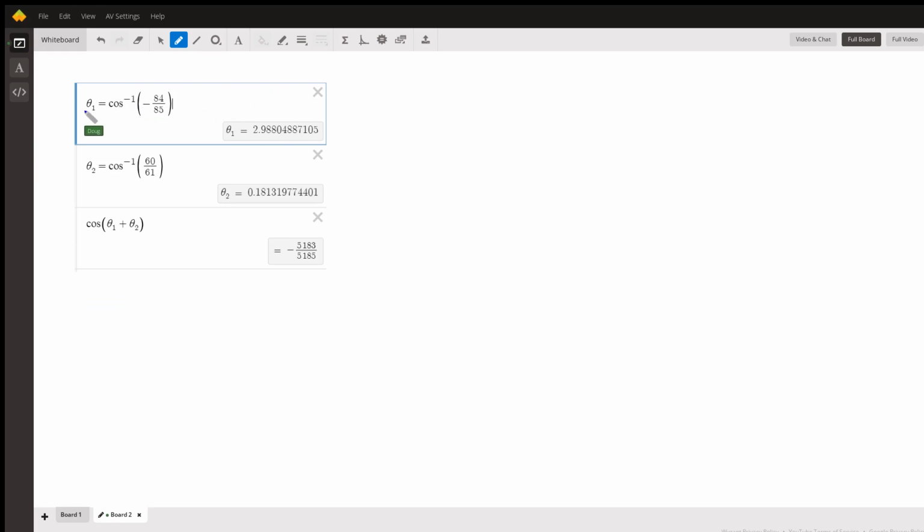If theta sub 1, and we could think of this as angle A in our problem, is the inverse cosine of -84/85, and for negative values the inverse cosine function gives you a second quadrant angle. This is a radian answer right here. And theta sub 2, inverse cosine of a positive value, gives you a first quadrant angle. So we don't have to make any adjustments on theta 1, theta 2. And if I take the cosine of the sum of those two angles, I get the same exact answer.